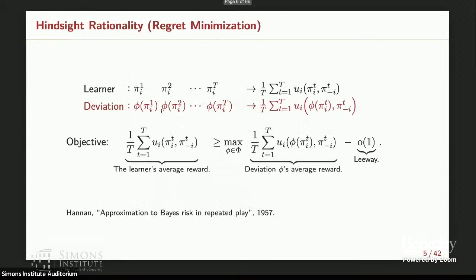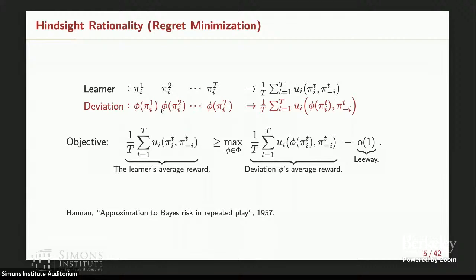All right, and so what does it mean to minimize regret? We've also heard the language of being rational in hindsight used this week. And so what does that mean? Well, if the learner is playing this sequence of policies, pi for policy, what the learner can consider are deviations from their policies. A deviation here is a function applied to the policy, saying, let's do some other function of our policy instead of our policy.